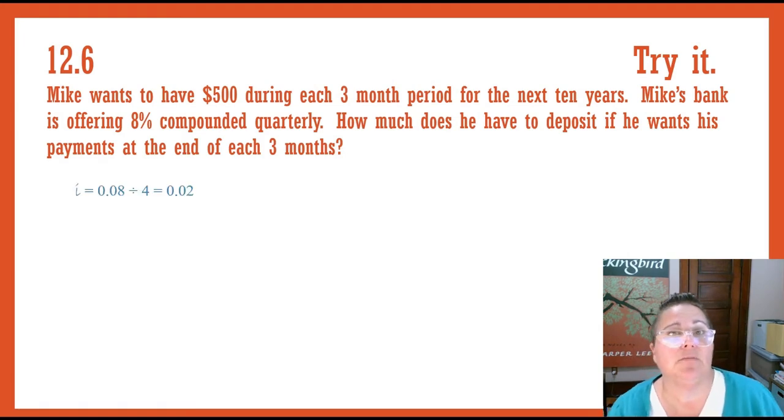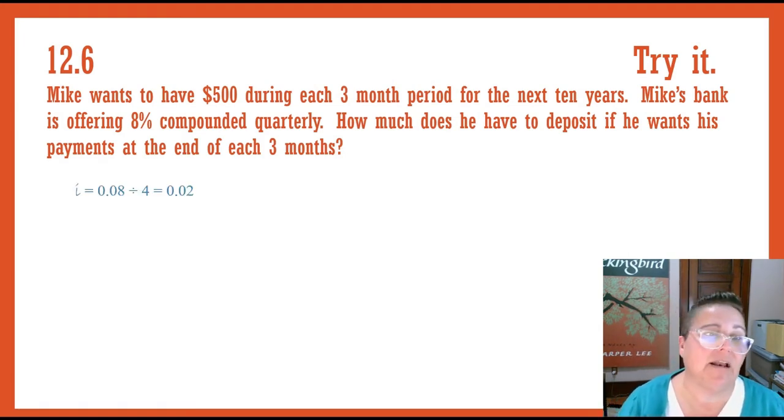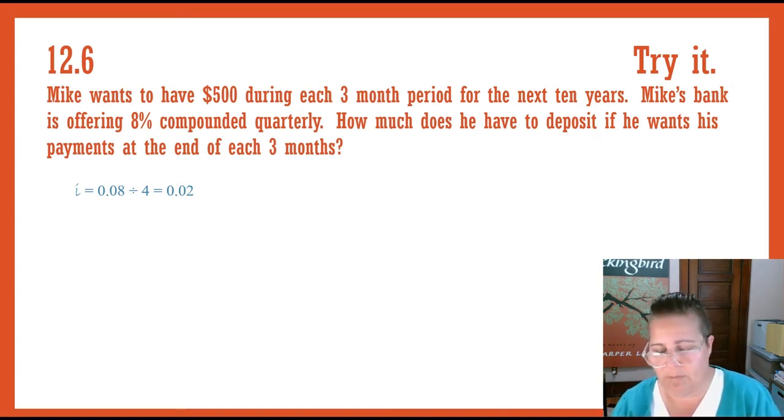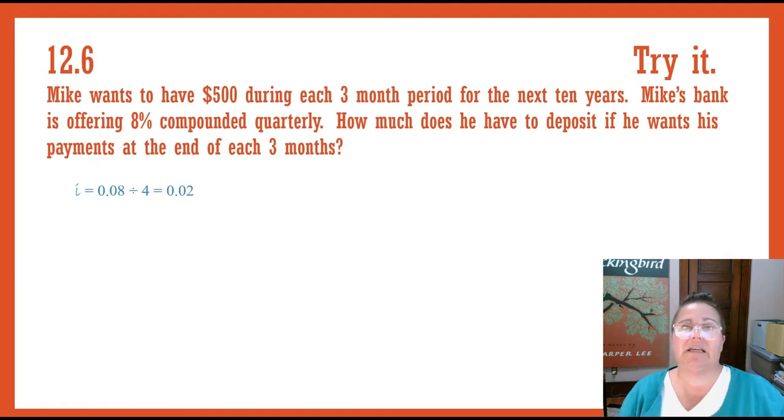Our interest per period is the 8% divided by 4 because it's every 3 months or quarterly, so 0.02. Keep in mind, as before, when you're putting it into the formula, you want to make sure you're using your percent as a decimal. This is not just a straight 2%. I need to convert that 2% to a decimal. My preference is to convert it to a decimal at the very beginning so I don't forget. But you do what works for you. It just needs to be a decimal.